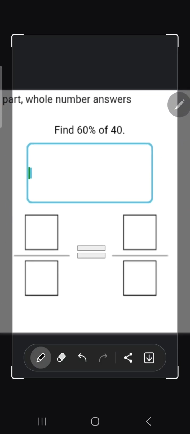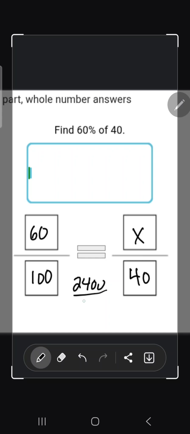The last one like this, 60% over 100. Over here, it's of 40, so 40 is the total, and we're missing the part. So we're going to do 60 times 40. That comes out to be 2,400. And you're going to divide by 100, and that's going to give you 24.